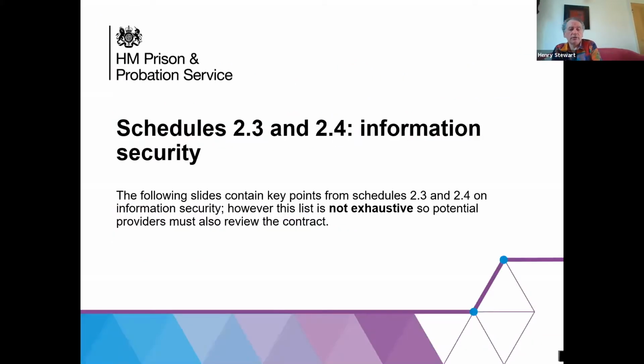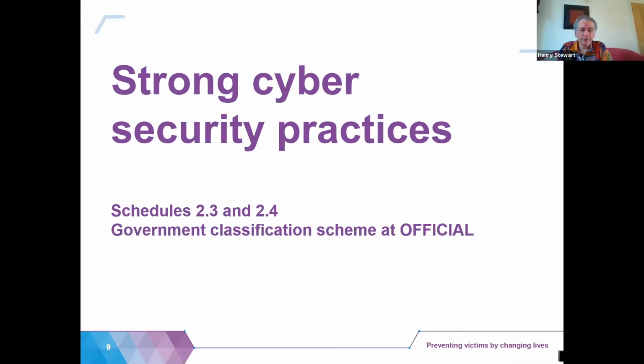So, looking at schedules 2.3 and 2.4, strong cybersecurity practices. The government classification scheme at official is actually the lowest level. It means we're not secret and we're not top secret, but it is a level that needs a high level of security.